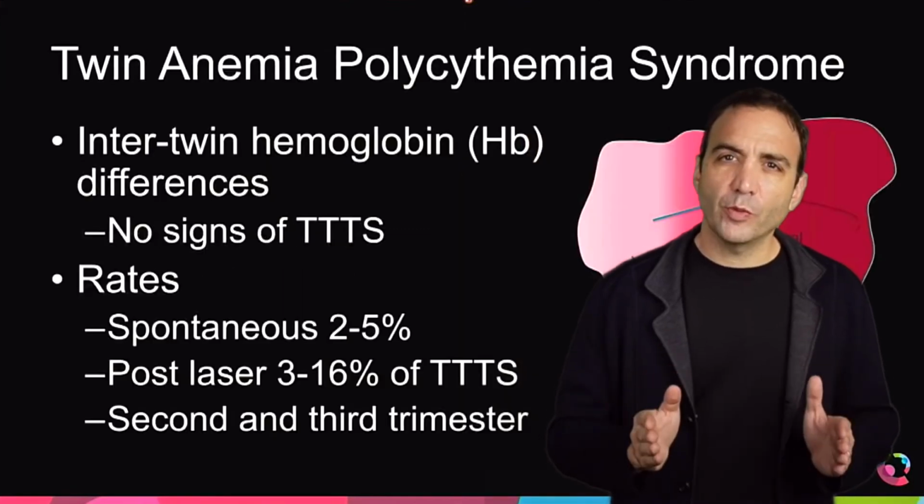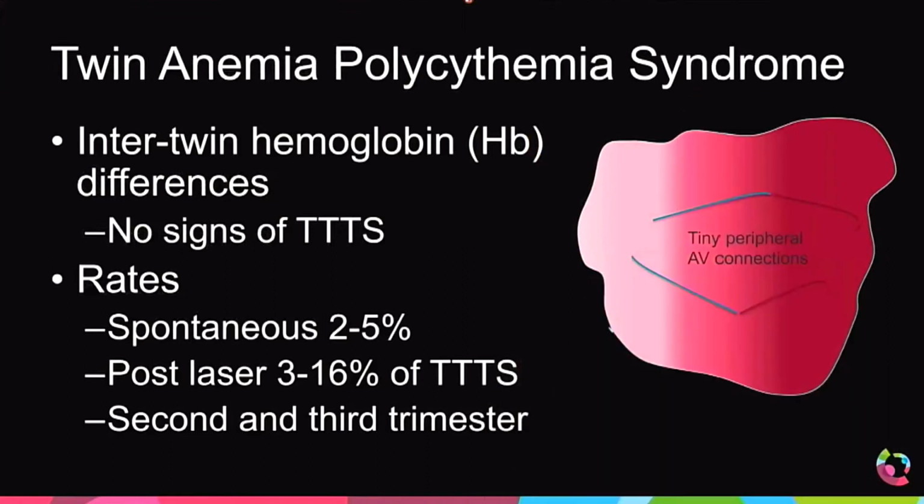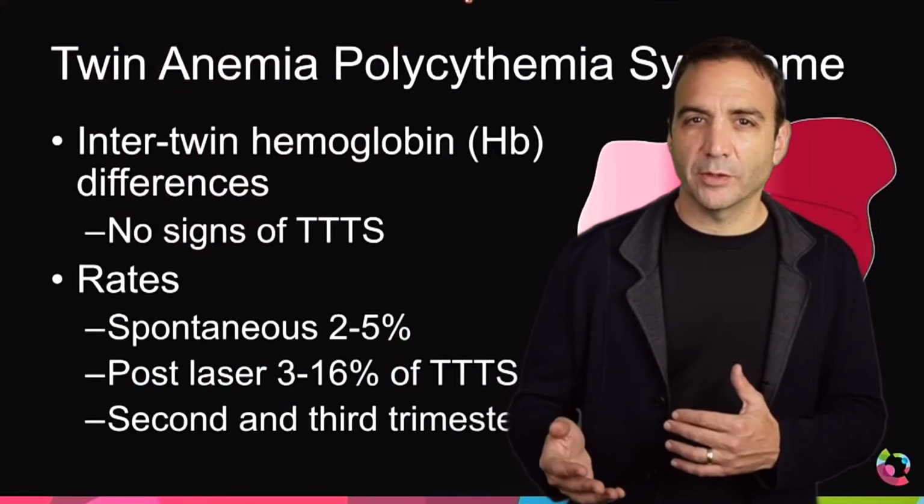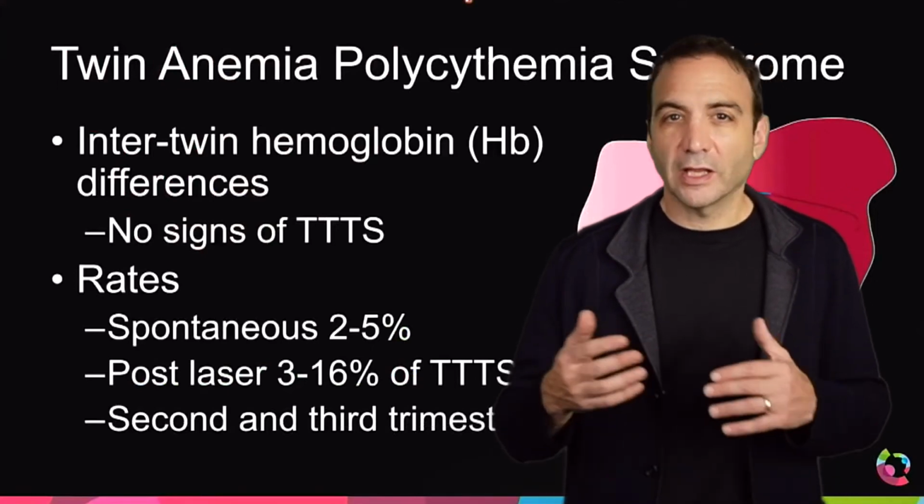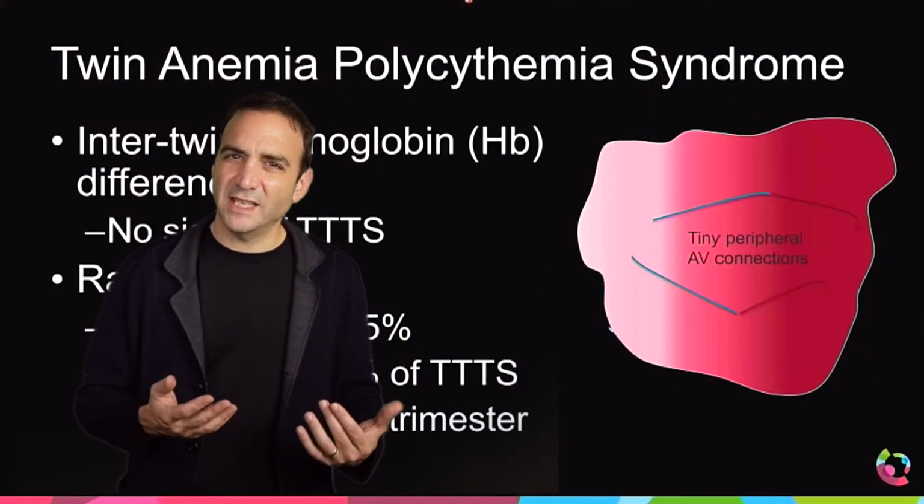Let's talk about twin anemia polycythemia syndrome, or TAPS. Twin anemia is an inter-twin hemoglobin difference, and we don't really see the signs of twin-twin transfusion, and that's because it's very small AV connections across the placenta. So why don't we get oligohydramnios and polyhydramnios like we see in TTTS? Is there any relationship between TTTS and TAPS?